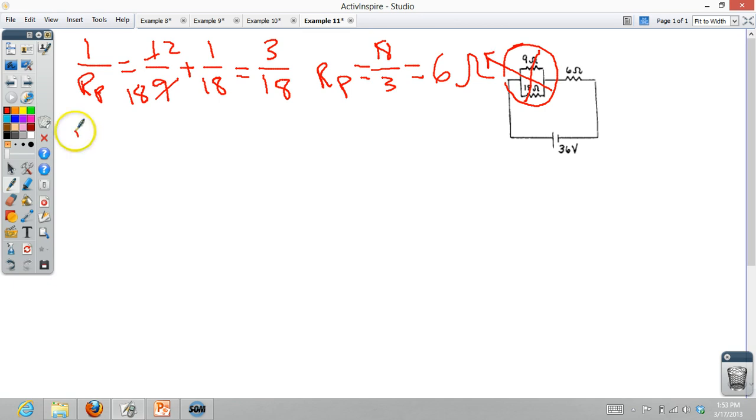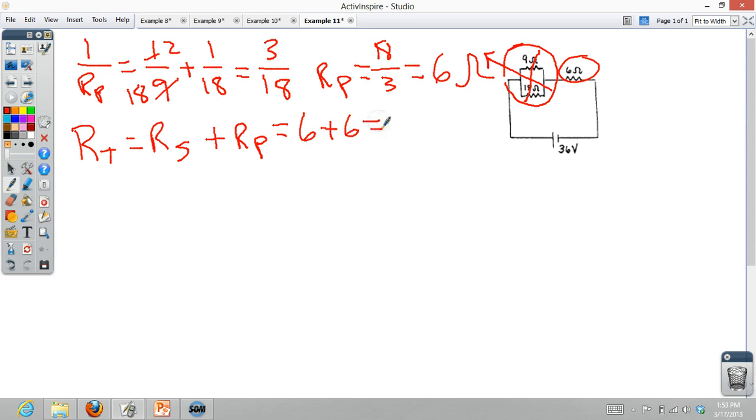If I want to find out the total resistance, I need to take the resistor that we have in series, which is right here. That's the 6 plus the resistance we had in parallel. And we're just going to add the two together, and we end up with 12 total ohms of resistance.